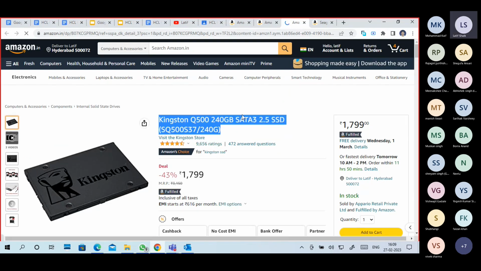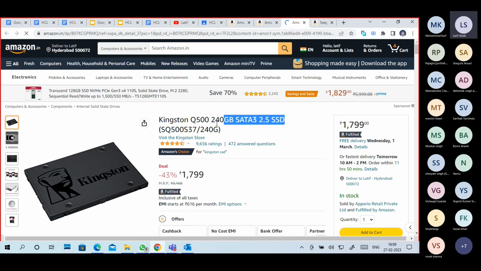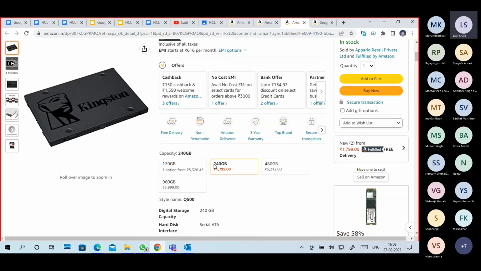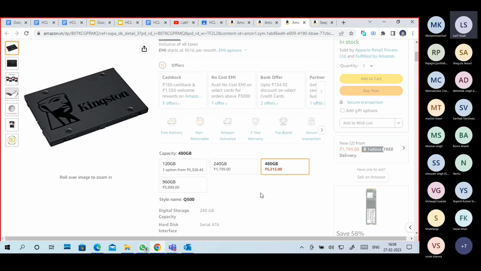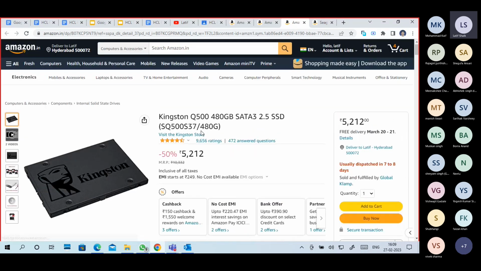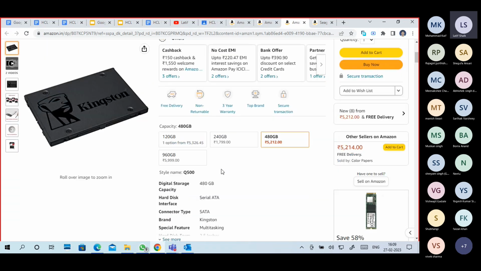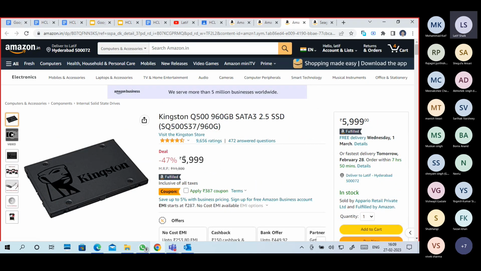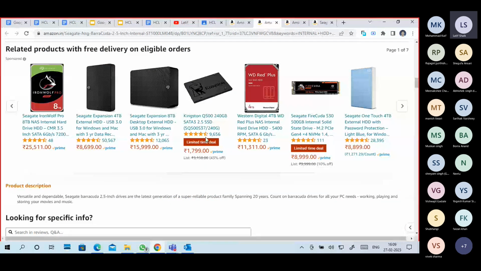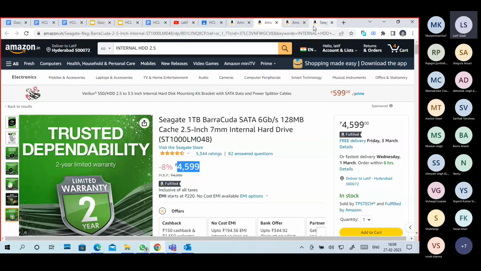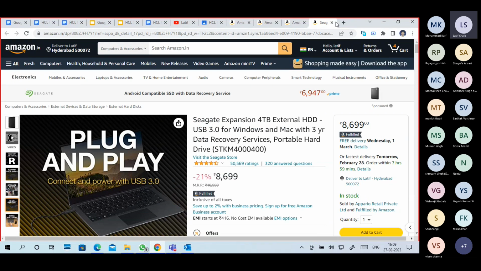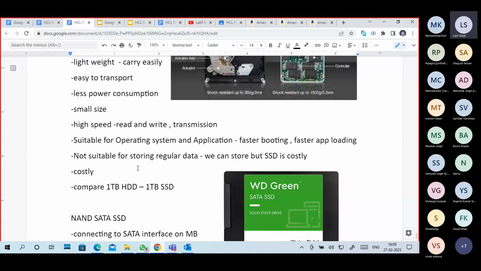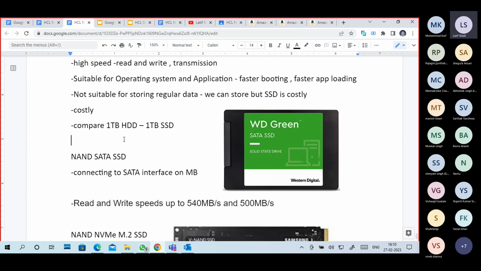Take some SSD. This is a SATA type interface SSD, 2.5 inches, 240 GB. Take 480 GB, which is only half a terabyte, 5,000. After a 50% discount, you take around 1 terabyte, 6,000. What is the cost of this one? What is the cost of that one? That is the point, guys. The cost is different.